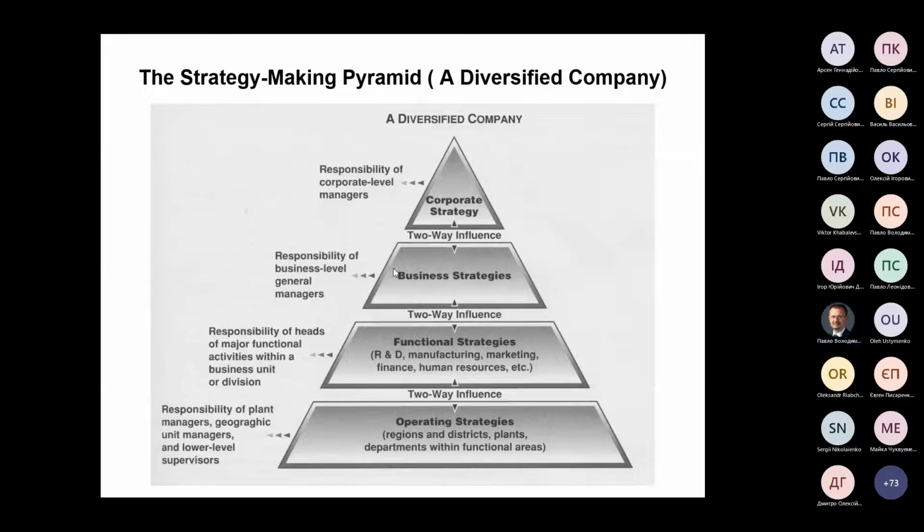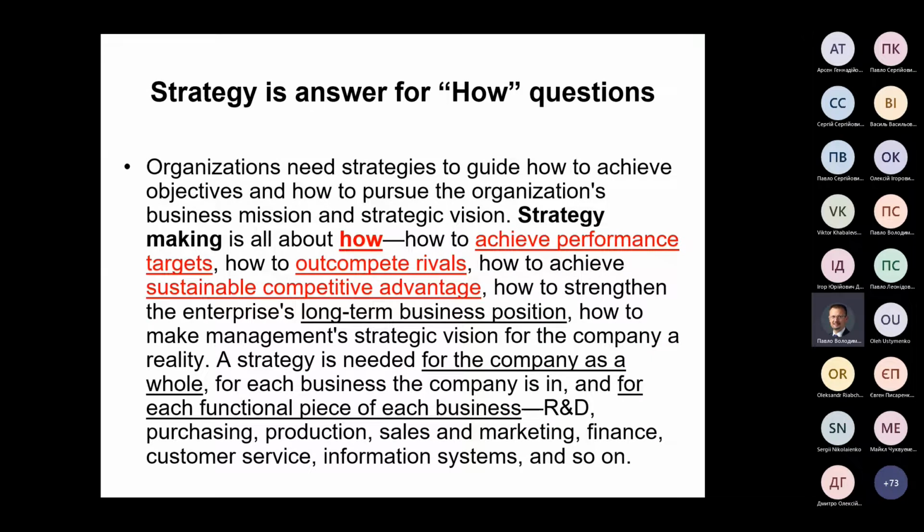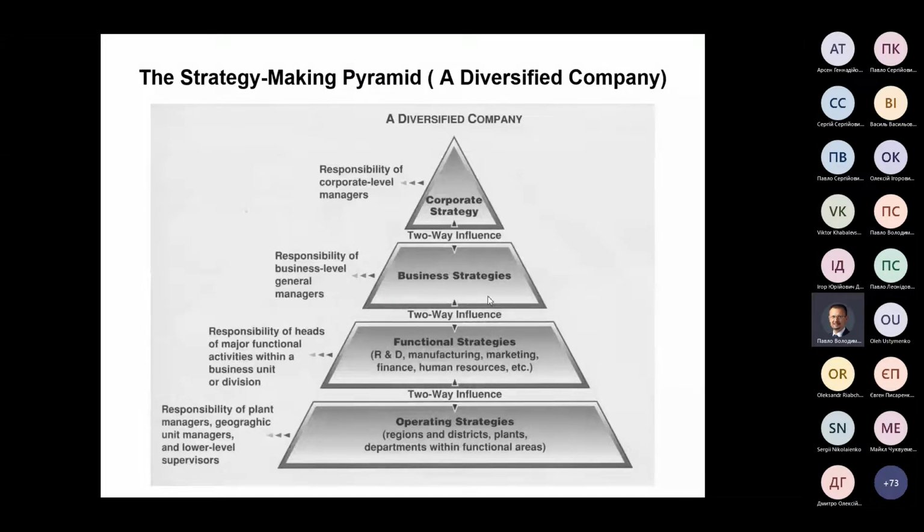Please don't forget that a strategy is a plan, a set of objectives. So we have to create main objectives for the business. But any business has a lot of functional spheres: research and development, manufacturing, marketing, finance, HR, etc. We have to prepare a set of objectives for every functional sphere, and these are the functional strategies. And the operating strategies mean that, especially in big companies, there are a lot of departments.